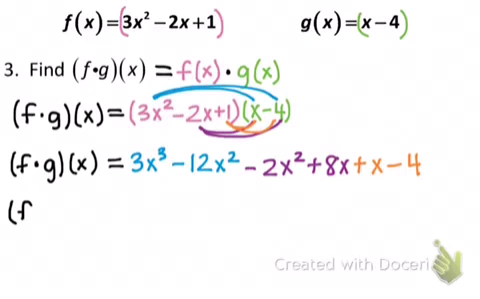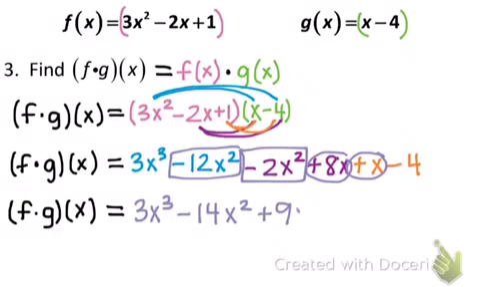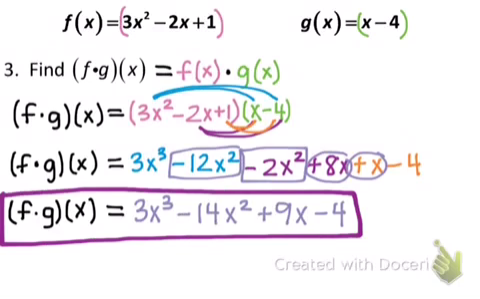Now that we've completely distributed, we just need to combine some like terms. So 3x³ is our single cubed term. We have negative 12x² minus 2x² combined to be negative 14x². Plus 8x plus x equals plus 9x, and our minus 4 is our only constant. So (f · g)(x) is equal to 3x³ - 14x² + 9x - 4.